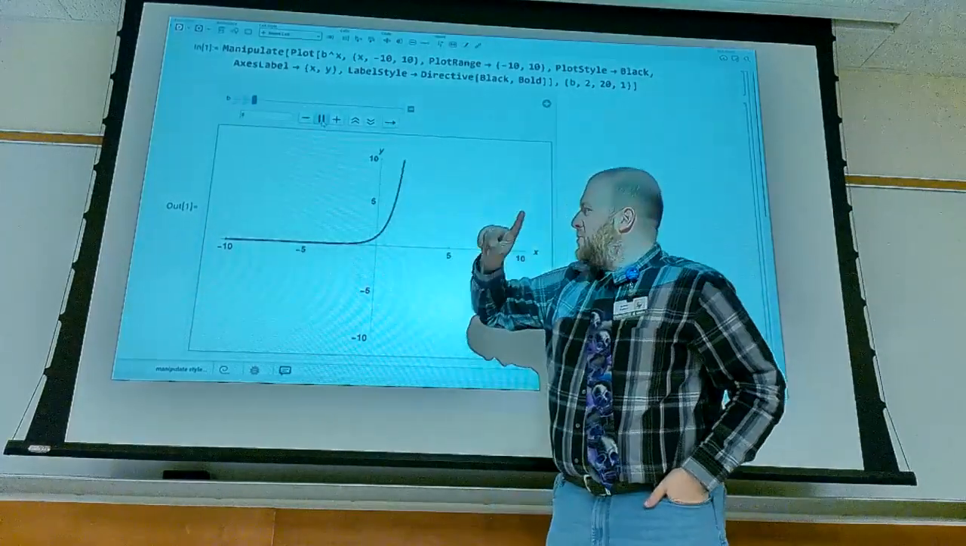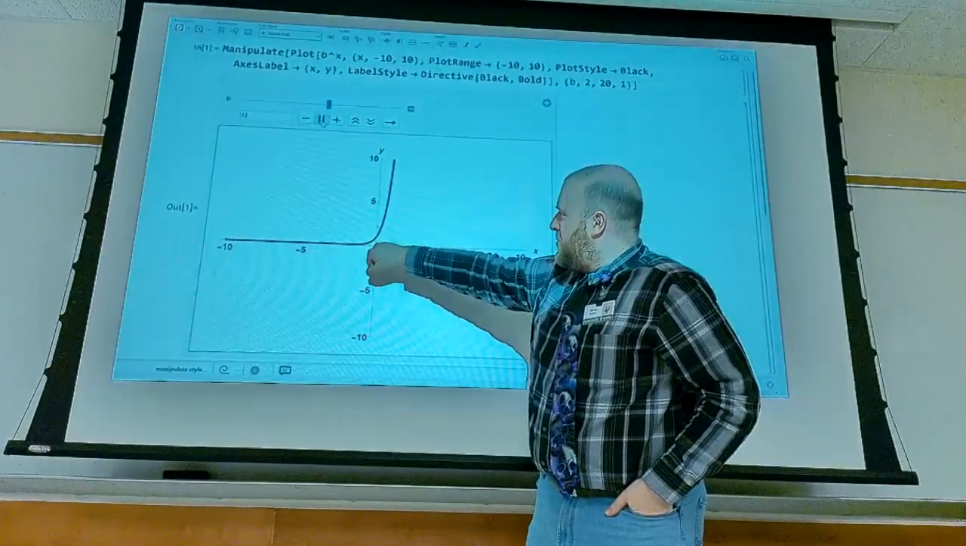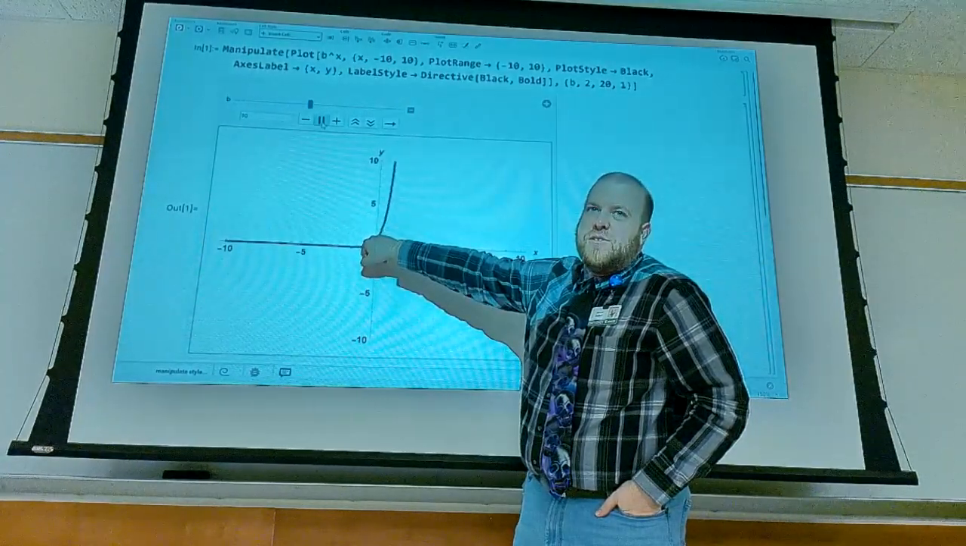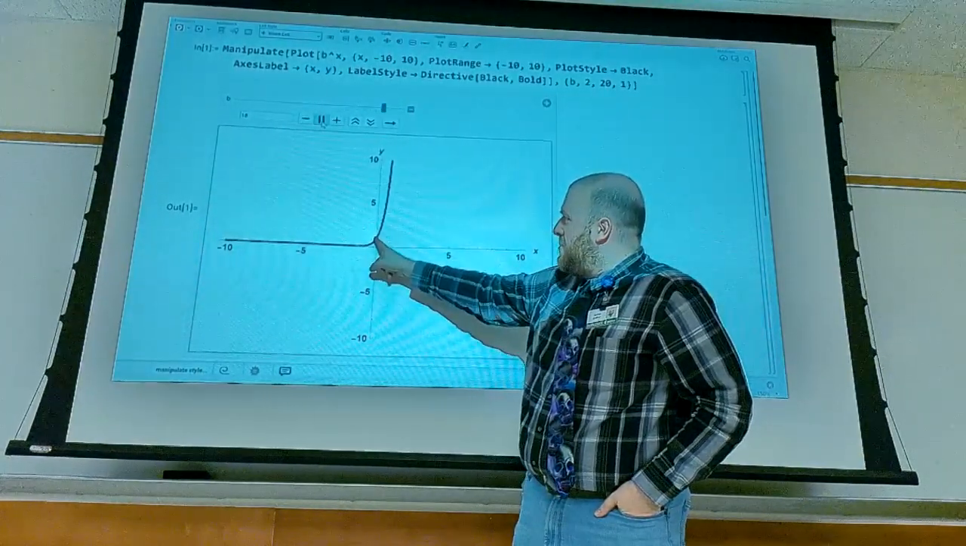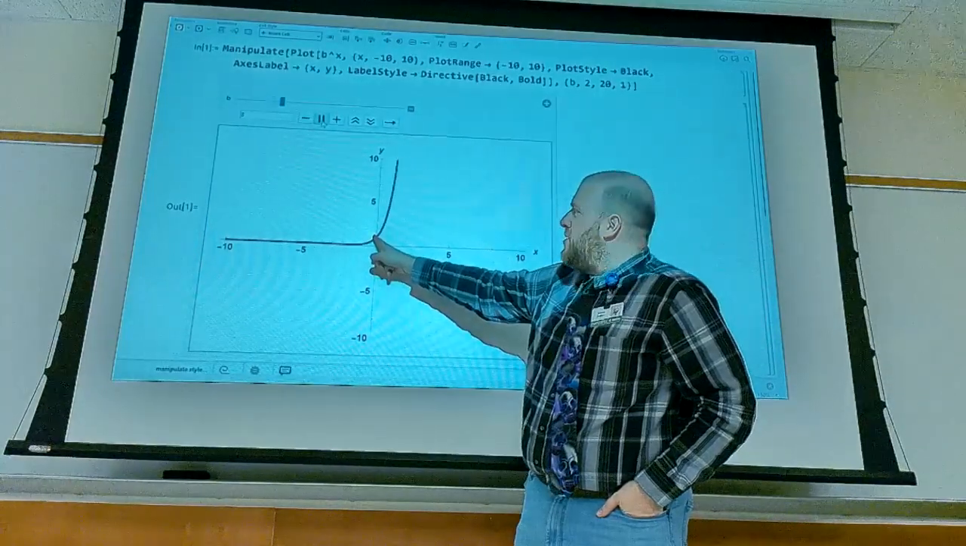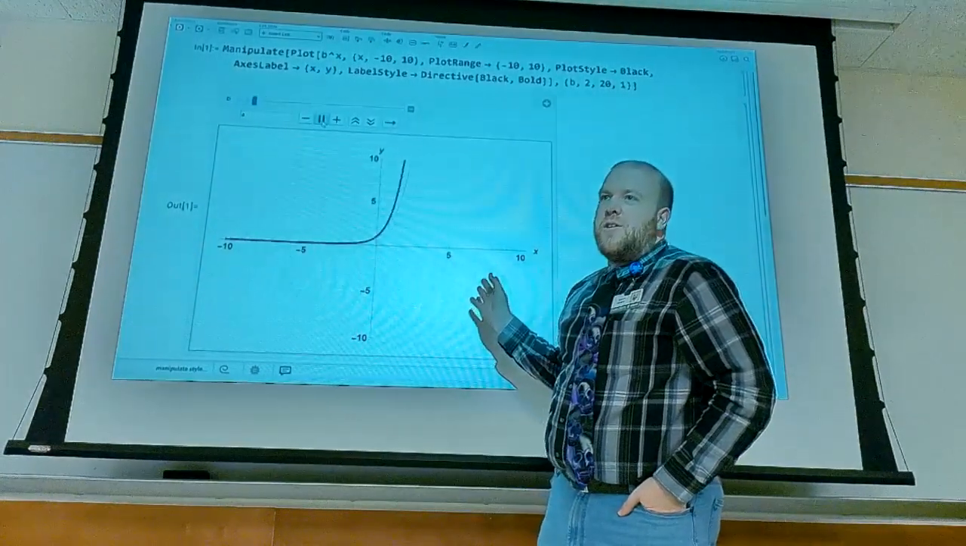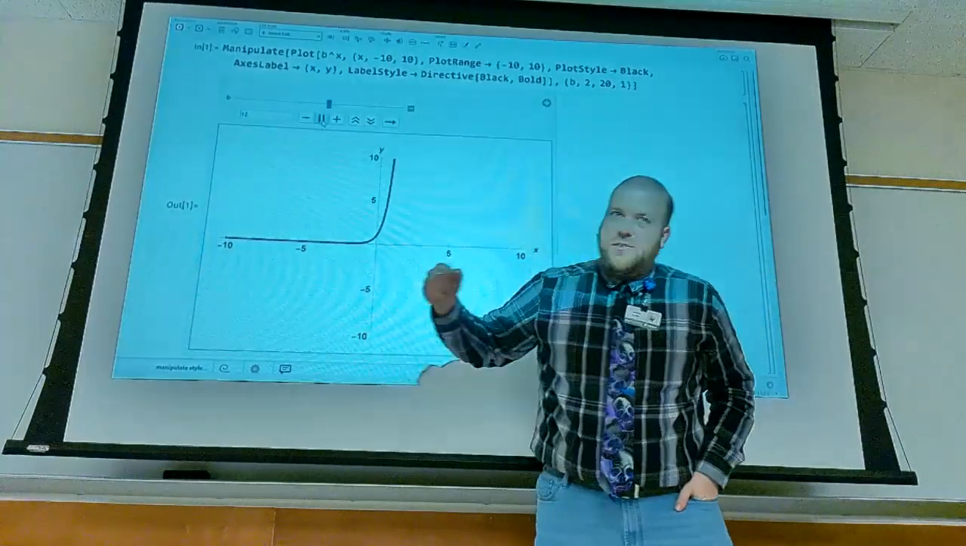But notice the y-intercept is not changing. It's always passing through the same point on the y-axis. Obviously, the domain's not changing, and the range isn't changing, right? Just looking at the graph, what's the domain?